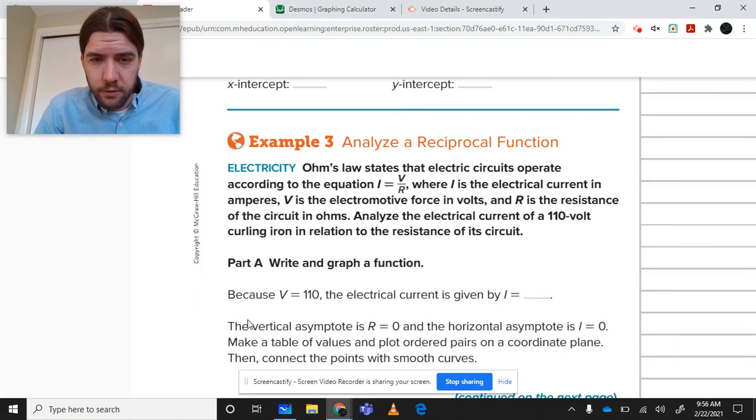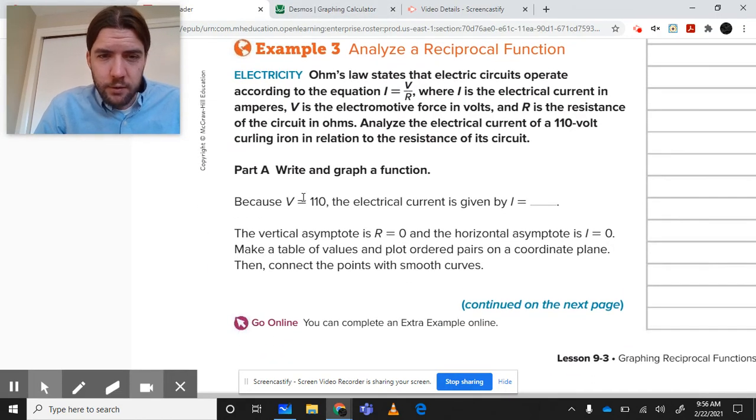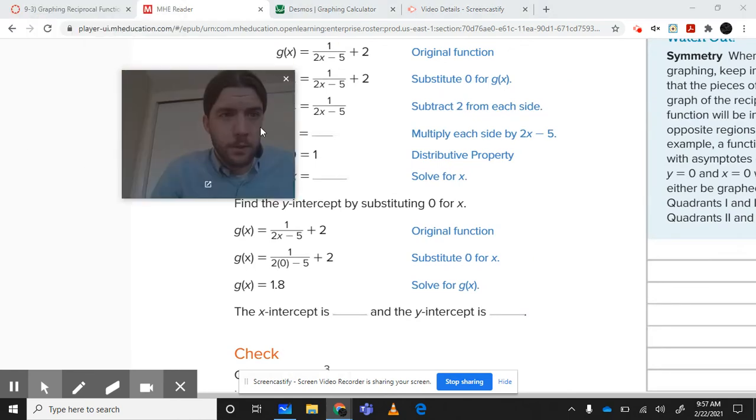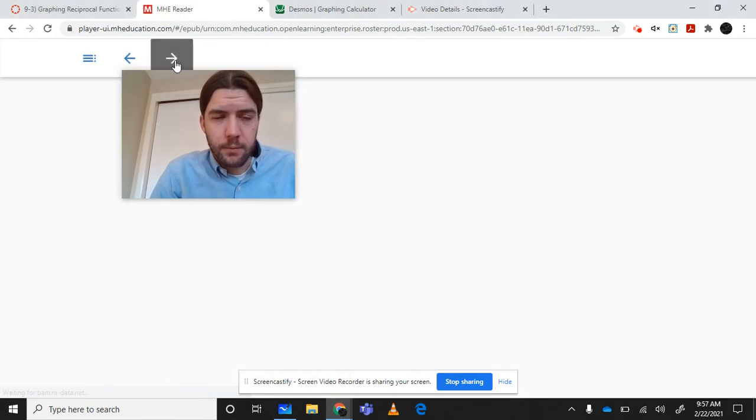Let me look on here and make sure there's nothing else that we want to talk about. Because V is 110, the current would be 110 over R. We have a vertical asymptote at R equals 0 and a horizontal asymptote at I equals 0. Okay, sounds fine to me. Let's take a look at the next page real quick.